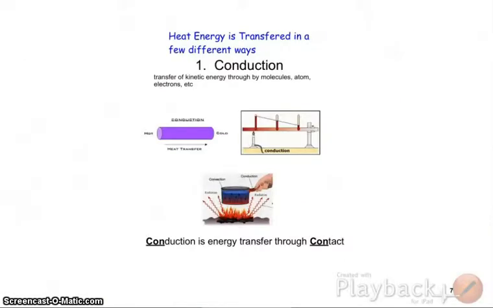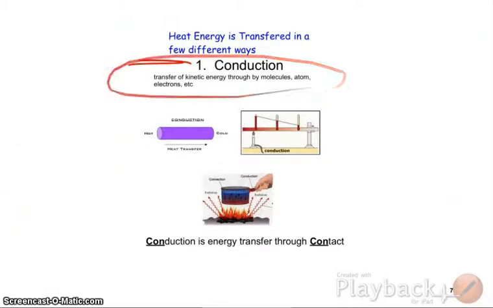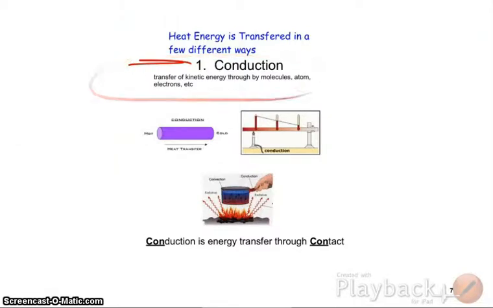Now we talked about heat energy being transferred. Heat energy is transferred in different ways. One way is conduction. Heat energy is transferred through conduction. It's the transfer of kinetic energy through molecules, atoms, or electrons. So conduction requires contact. It conducts through a material, starts at one end of a material and works its way through, and it goes bumpy, bumpy, bumpy until it makes it to the other end.